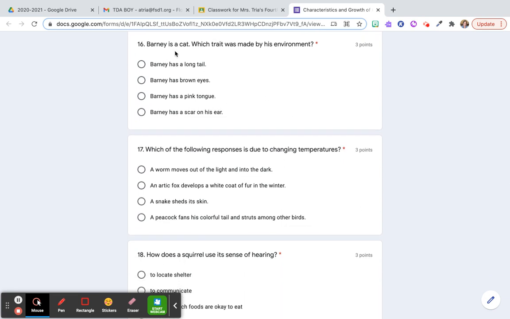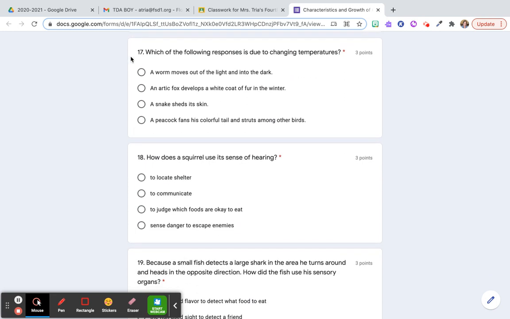Number 16. Barney is a cat. Which trait was made by his environment? Barney has a long tail. Barney has brown eyes. Barney has a pink tongue. Or Barney has a scar on his ear.